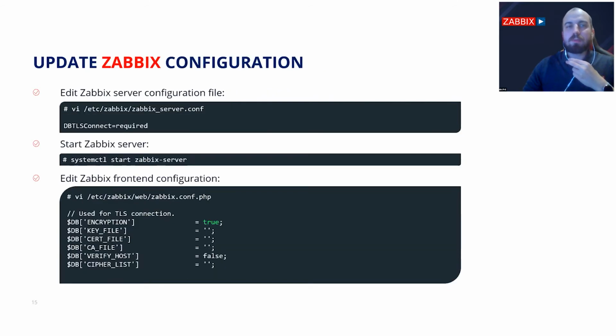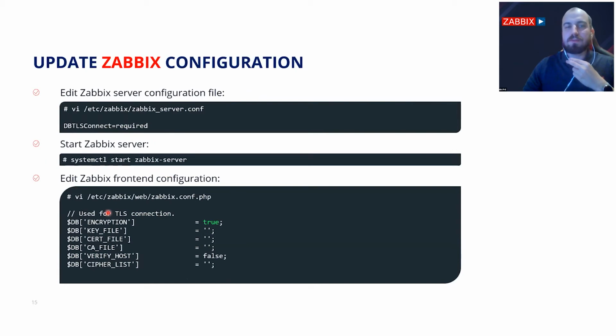And then you will need to update the Zabbix server configuration in a very simple way. Just go to the Zabbix server configuration file, find the parameter called DBTLSConnect, which again specifies for Zabbix how to connect to the database, and set it to required. So remember those options we've seen earlier? This is the first one, the simplest one. Just connection should be encrypted. And then start your Zabbix server.